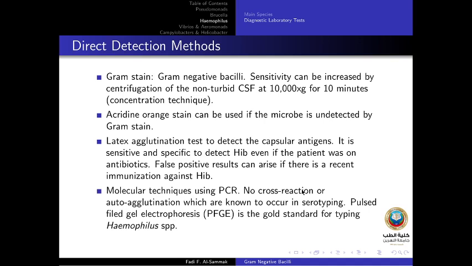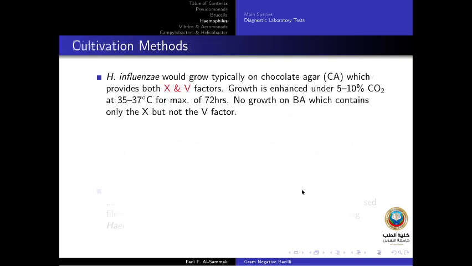In this case, there is the advantage of the absence of cross-reaction or autoagglutination, which are non-issues in serotyping. And pulsed-field gel electrophoresis is the gold standard for typing of different Haemophilus species. Now, H. influenzae, as we said before, is fastidious, and requires the presence of both X and V factors, the hemin and NAD factors.